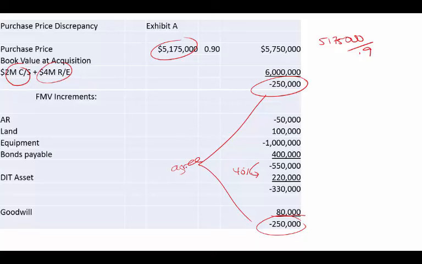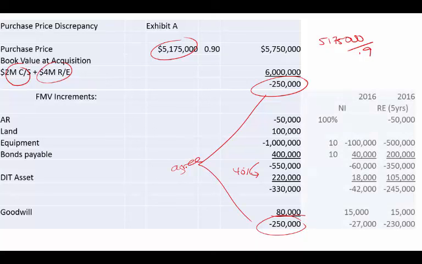To the right of our goodwill schedule, we need to calculate what the fair value increments, when they'll be amortized, and how they will impact net income in the current year in 2016 and retained earnings by the end of 2016. Right, so 2 additional columns. This is our current year income statement impact, and this is the impact on retained earnings by the end of 2016. So we'll start with accounts receivable. Accounts receivable is a current asset unless we're told otherwise. So we know that we need to amortize the entire amount in the first year.